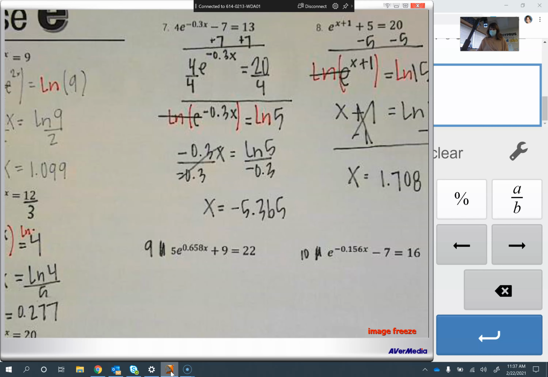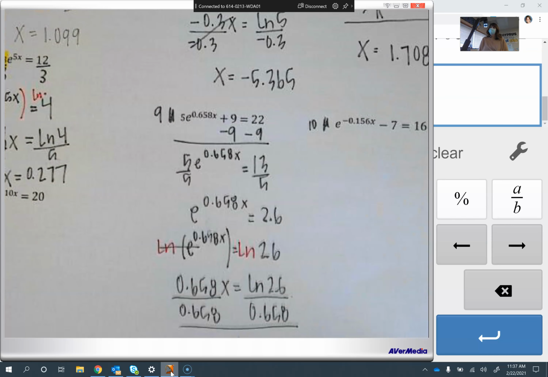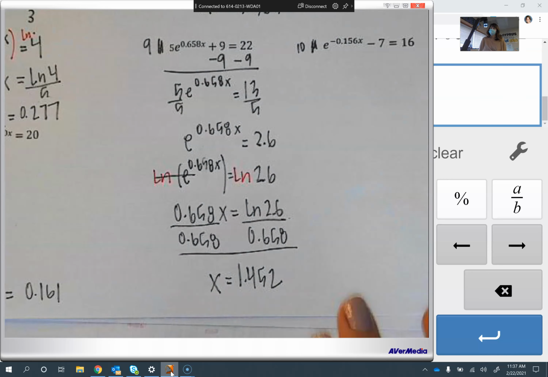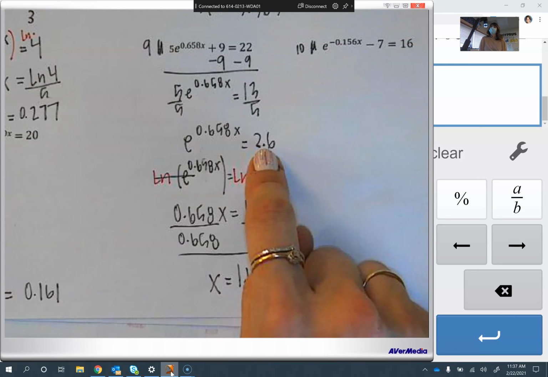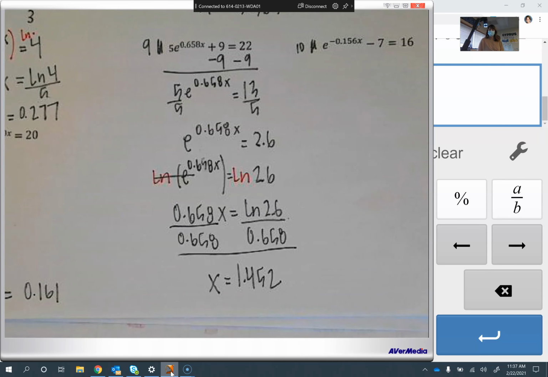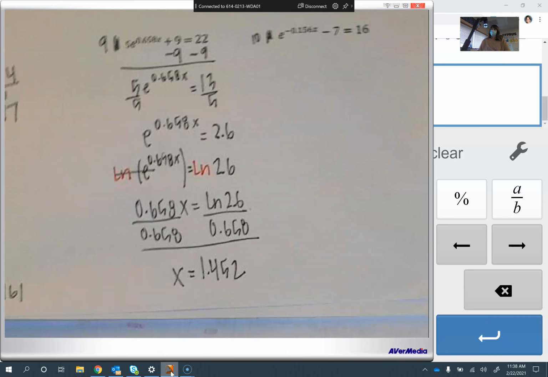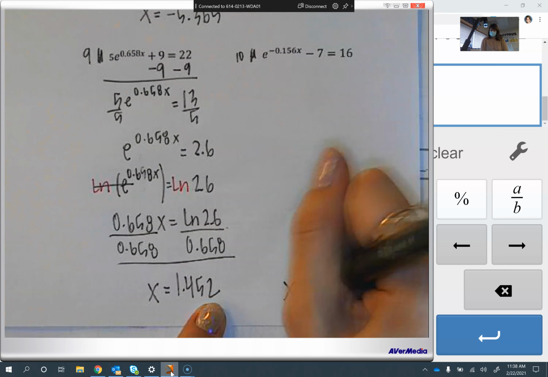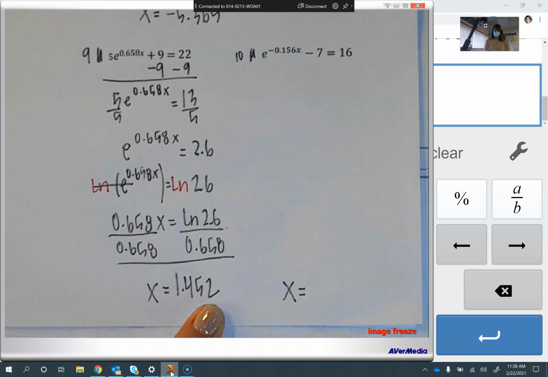Okay, so no matter how far you got, just double check. So this one was slightly weird because when you do 13 divided by 5, you get a decimal, but that's okay. Just use natural log of 2.6. So I end up getting 1.452. Okay, then number 10 is your last one. So let's have you guys try that one. He's similar to 8. He's similar to the one above it.